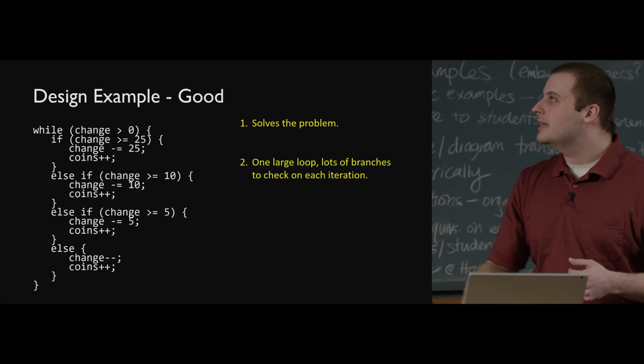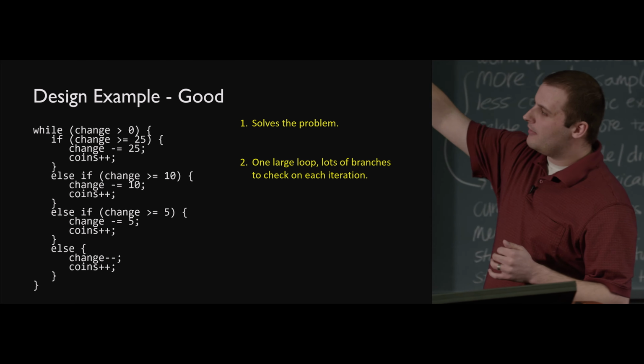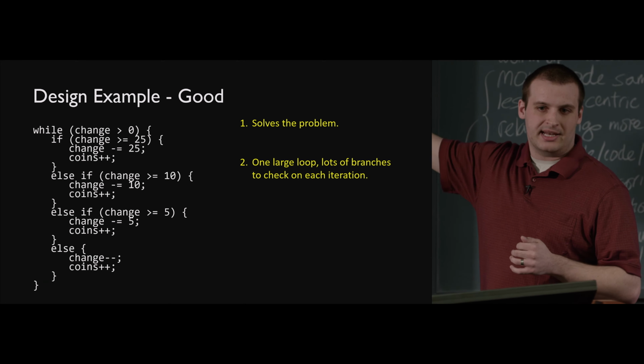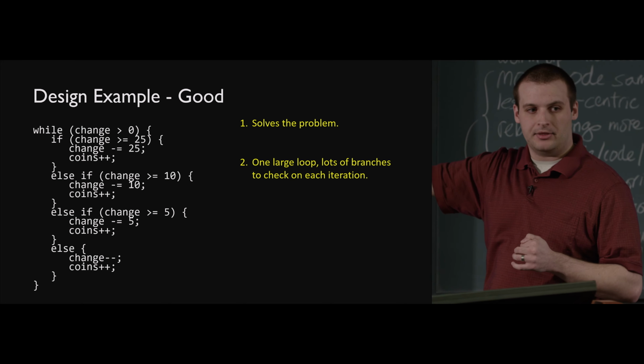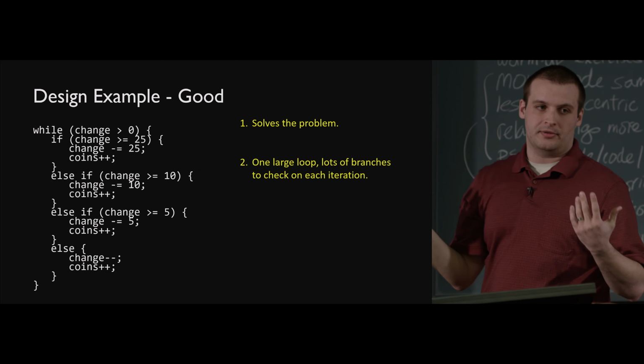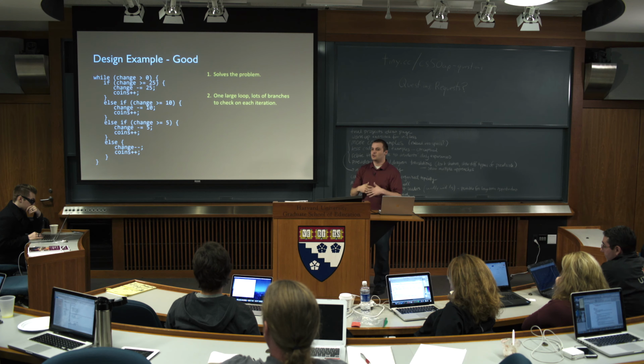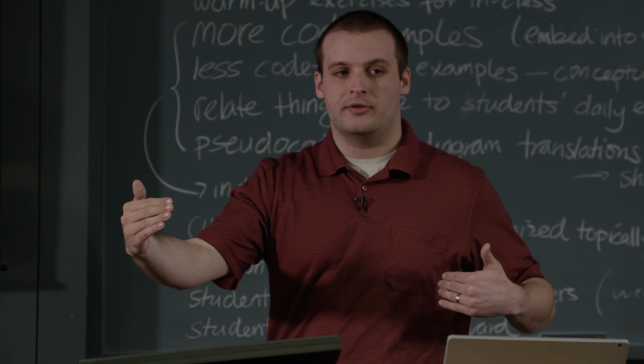that I have this one huge loop, and in the course of this loop, I have 4 Boolean expressions that I might have to check as I cascade through. So at the very beginning of this loop, I'm always checking, is change greater than 0? Then I'm asking a sometimes redundant question, is change greater than 25? And then if it's not, I have to ask another question, is it greater than 10?